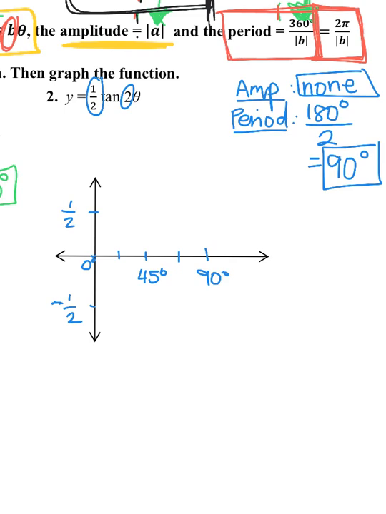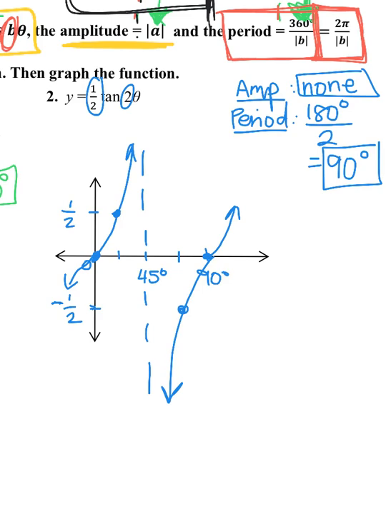So middle, up, asymptote, down, and then up. And then approach your asymptote, approach your asymptote. All right, and that is your tangent graph. Now I'm going to go ahead and draw arrows on these sides too, just to show that it does keep on going beyond that one period.